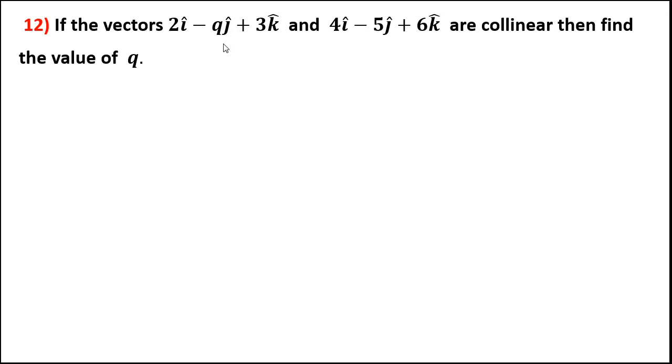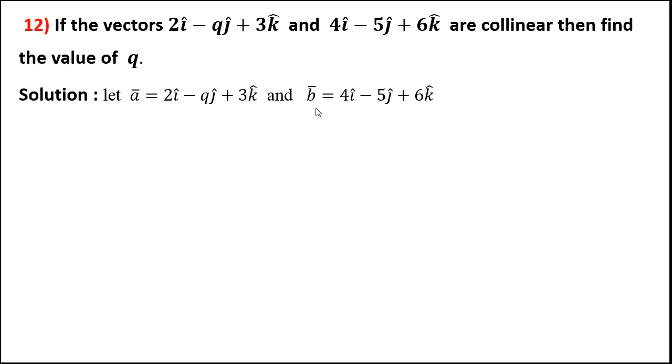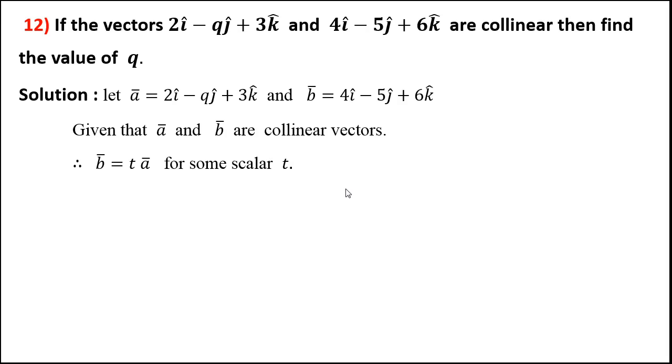If vectors 2i minus qj plus 3k and 4i minus 5j plus 6k are collinear, then find value of q. Now given vectors are collinear means one is scalar multiple of other. I have named them as a bar and b bar. Now it is given that they are collinear. That means b bar must be scalar multiple of a bar. So let me write b bar is equal to t times a bar for some scalar t.